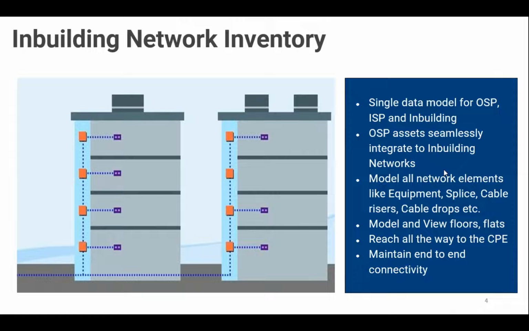And not only that, you want to model all your network elements, like placing equipment at different points. Maybe at the basement you have a larger piece of equipment, and on each floor you have another piece of equipment, and this gives rise to the risers and all the cables. And in between, you want to do some splicing. So the solution supports splicing as a part of in-building inventory, and cable risers, cable drops, everything that you expect of an in-building inventory.